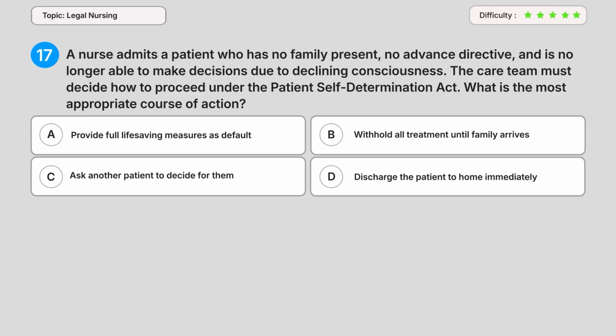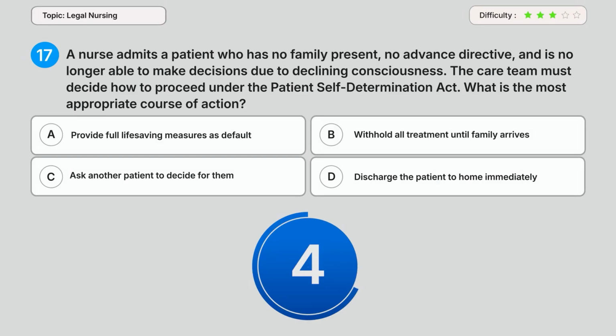A. Provide full life-saving measures as default. B. Withhold all treatment until family arrives. C. Ask another patient to decide for the man. D. Discharge the patient to home immediately. Do you know the answer?